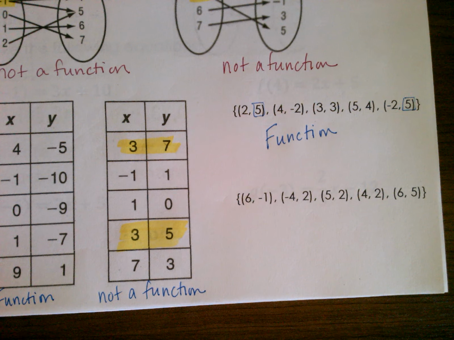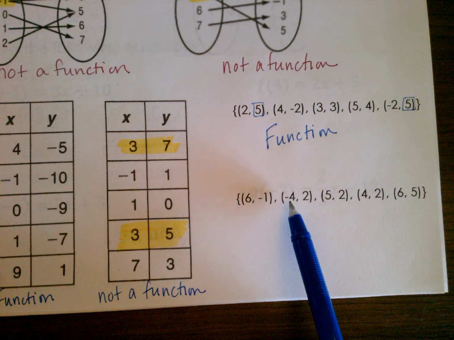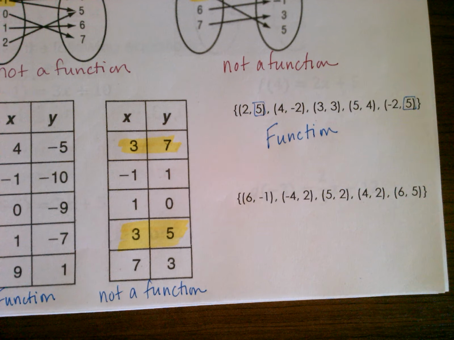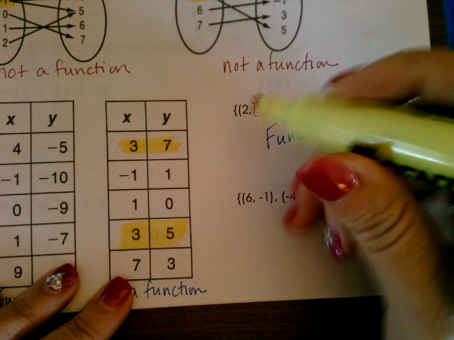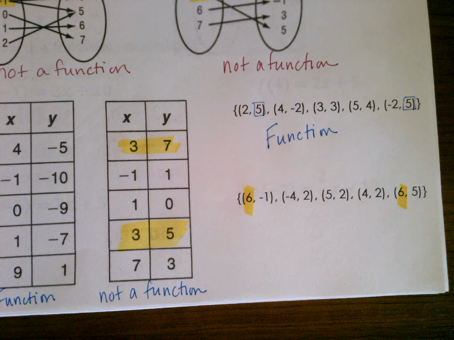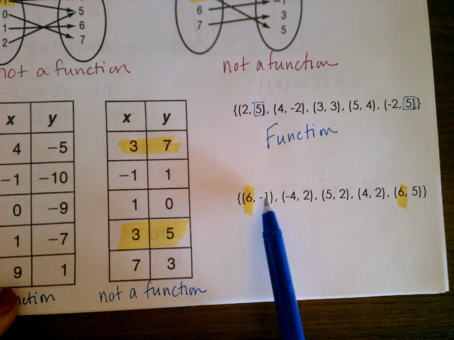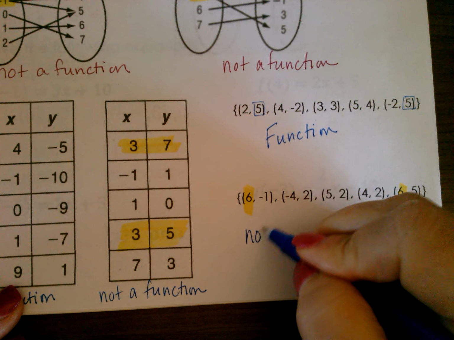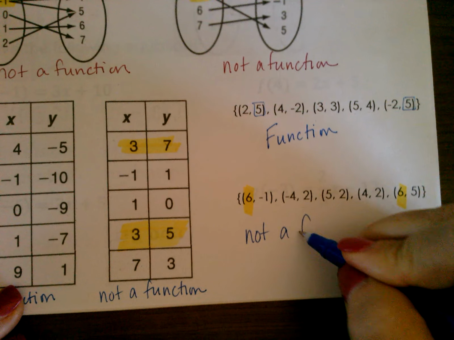Looking at the next set of ordered pairs, I like to check out my domains first. I notice I have a 6 in the first ordered pair and a 6 in the last ordered pair, but they are paired up with different ranges, so that is not a function.